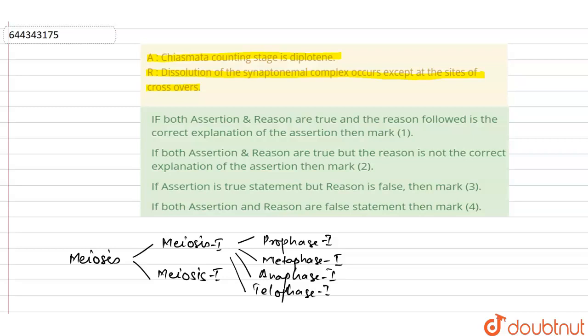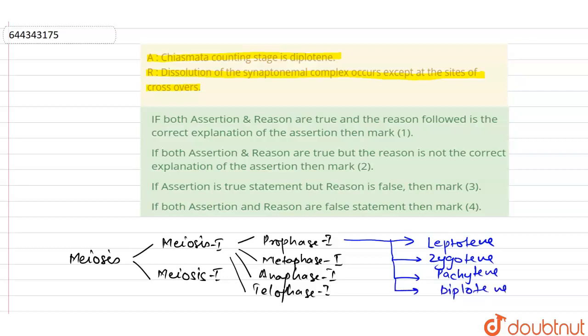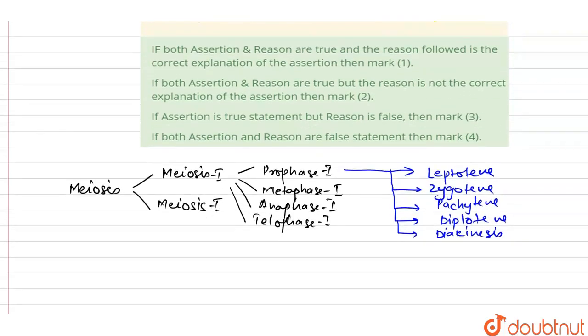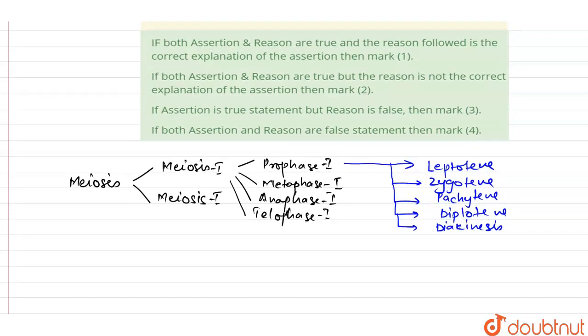Prophase 1 is further divided into different stages. The first stage of prophase 1 is known as leptotene. The second stage is known as zygotene. The third stage is known as pachytene. The fourth stage is known as diplotene. And the last stage is known as diakinesis. So this prophase 1 of meiosis 1 is the longest phase of meiosis. So let's understand the prophase 1 phase of meiosis.